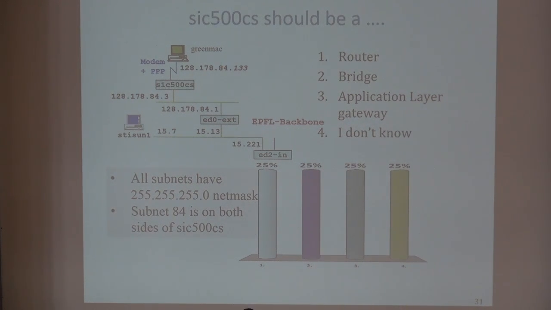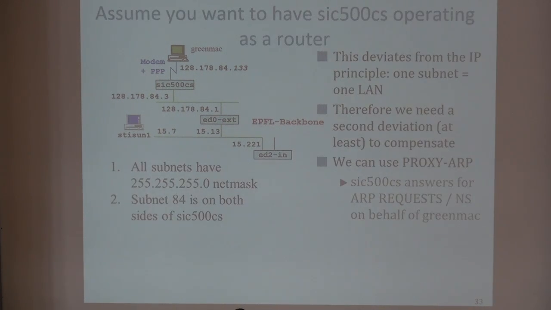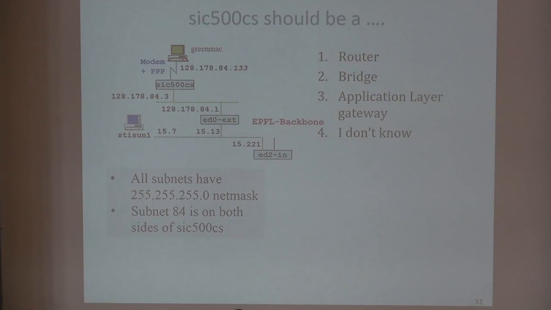Well, the correct answer is the bridge. It should be a bridge. At least that's the correct answer if you want to have full grade at the test. Because the theory says if you have the same subnet on both sides of a machine, it cannot be a router, because that violates the principle of IP. So in some sense, you are right.